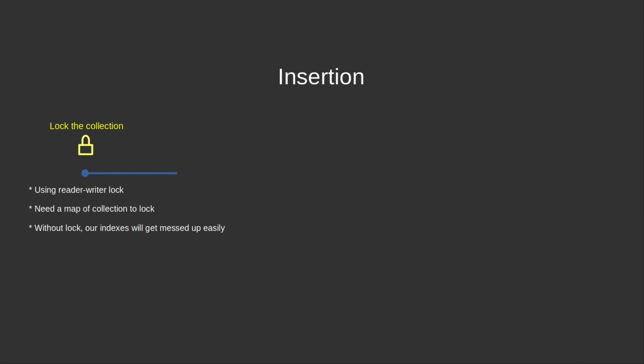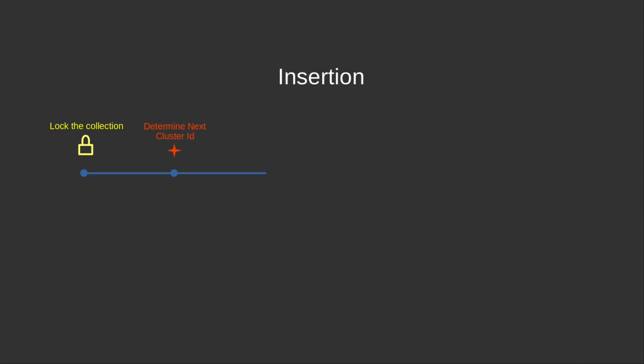Our first operation is insertion. Inserting into the collection starts with locking the collection. We will use reader-writer locks to lock the collection, as we have discussed in previous videos. And of course, we need to store these logs somewhere, so we need a map of a collection to logs. Without this locking, our indexes will get messed up easily, especially in multi-threaded environments.